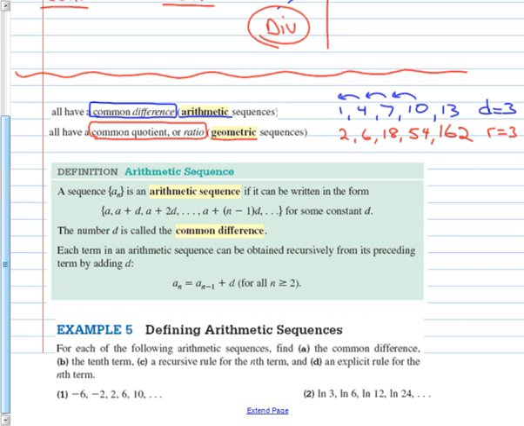How can I do it? 6 divided by 2 is 3. 18 divided by 6 is 3. 54 divided by 18 is 3. So those are the 2 specific ones we have formulas for.